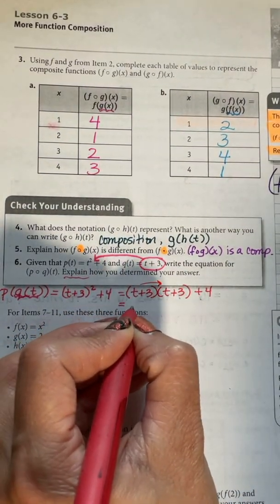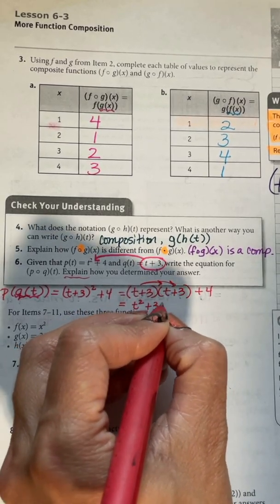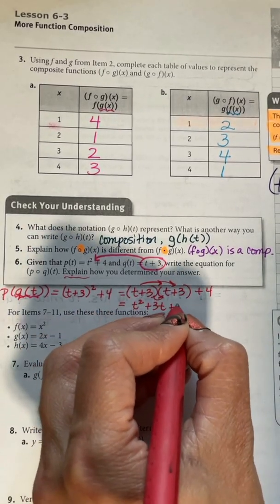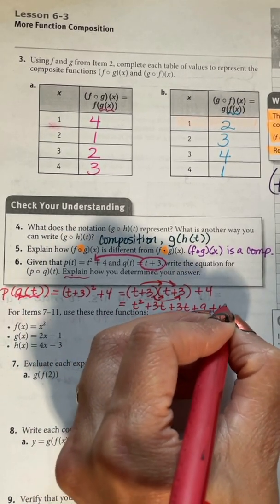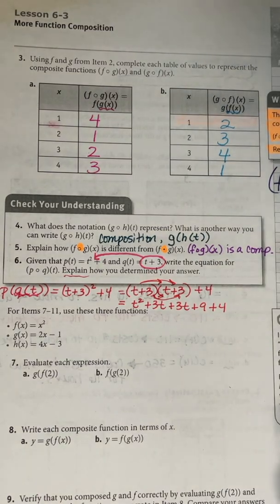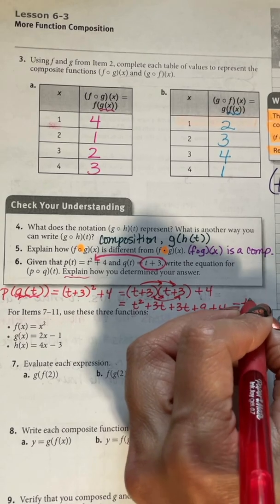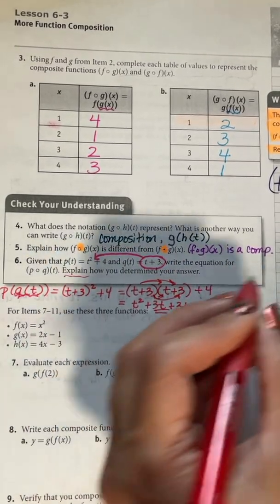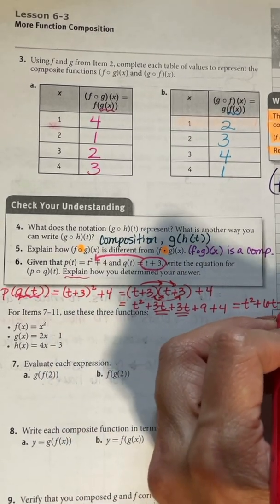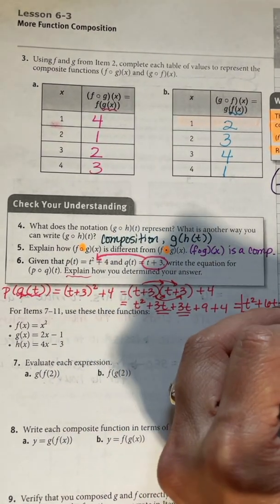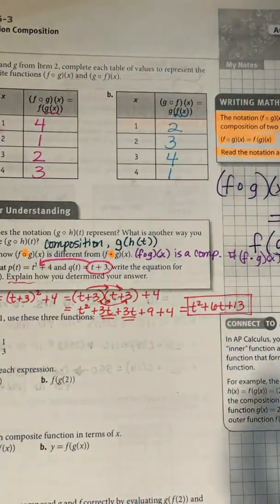So let's see, we'll get t times t is t squared. t times 3 is a 3t. 3 times t is a 3t. 3 times 3 is 9. And then don't forget the plus 4 at the end. And then let's combine like terms, and we'll get t squared. 3t and 3t is a 6t. 9 plus 4 is 13. So P of Q of t equals t squared plus 6t plus 13.